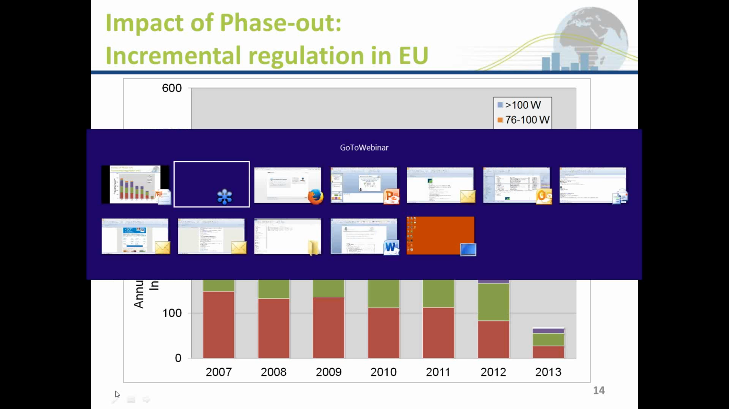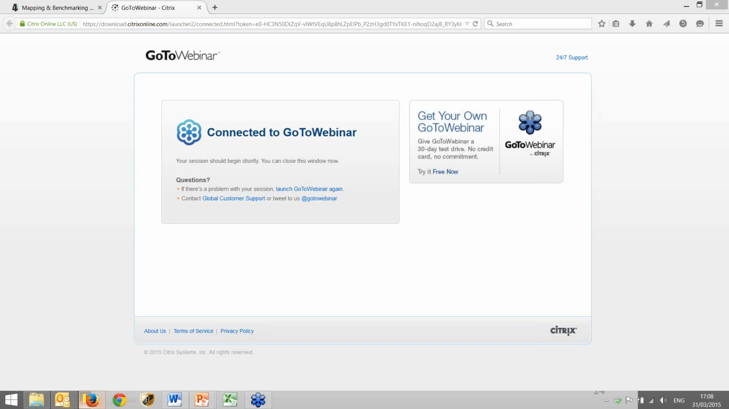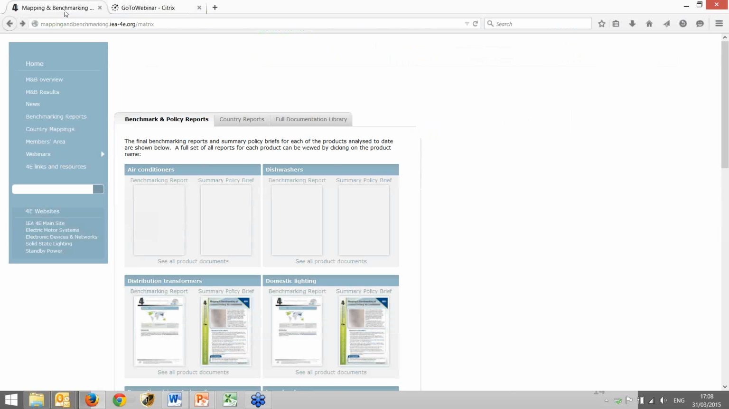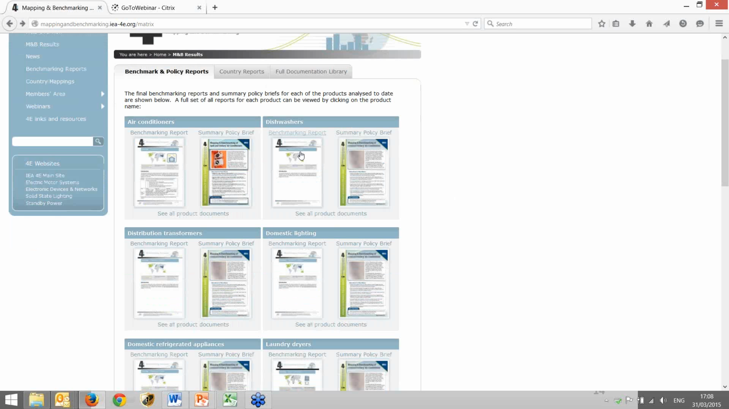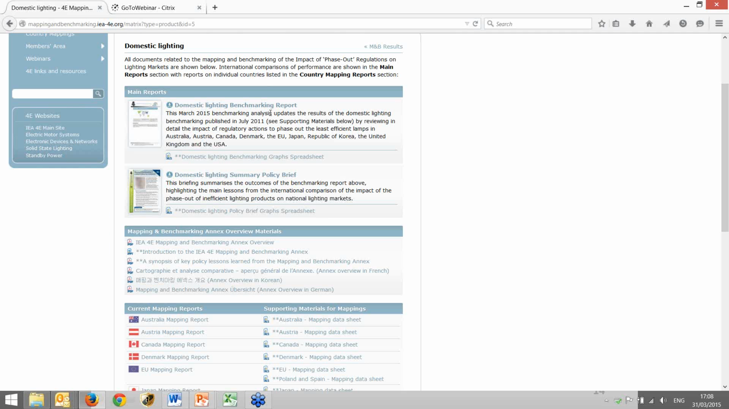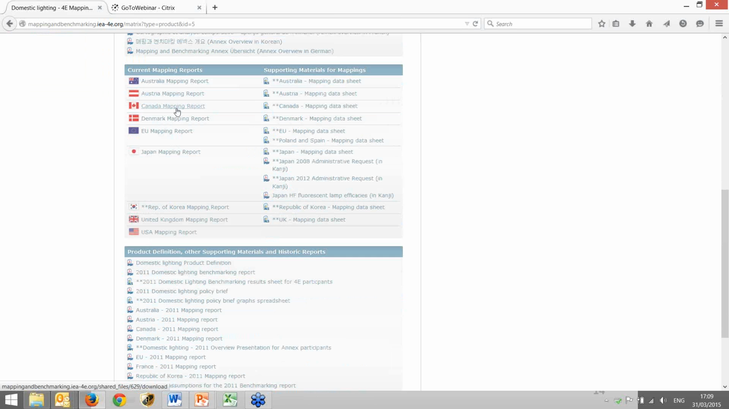And if I can just switch to my browser view for a minute. This is the 4E website. This is the mapping and benchmarking website, and you can see the different products. If I select domestic lighting, you can see the publications. At the top here we have the benchmarking report we talked about today, but down here we have the individual reports for each country. So I showed you the EU one. That was an output from the EU. We have the same for Australia, Austria, Canada. Each country that appears in the report has a similar breakdown of products. So yes is the answer to the question.